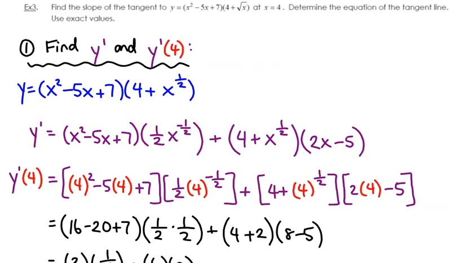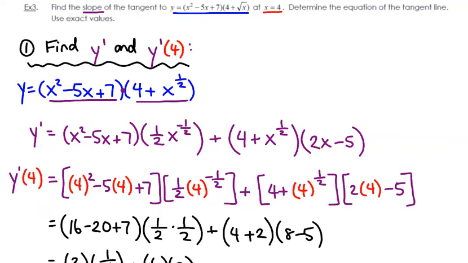Okay, so example number 3. Find the slope of the tangent, aka do the derivative. Okay, so we have an original function, which is this guy right here. We have a specific point that they might want, okay, and then find the equation of that tangent line. So the very first thing I want to do is find the slope. Okay, so the slope is going to be y prime. We can do the derivative, and so we have the derivative of these two.